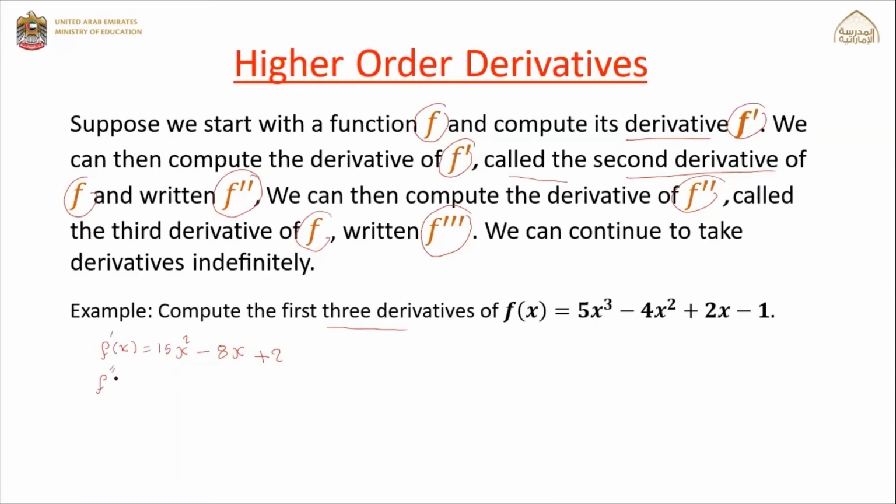Now, f double prime of x, 15x squared gives me 30x, minus 8x, the derivative is 8, and 2, the derivative is 0. When I go to the third derivative, f triple prime, I must take the derivative of the second derivative. So what's the derivative of 30x minus 8? It's 30 minus the derivative of 8, which is 0, so the final result is 30.